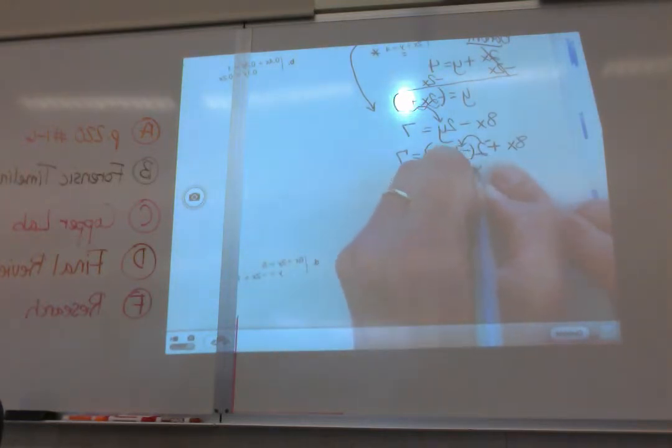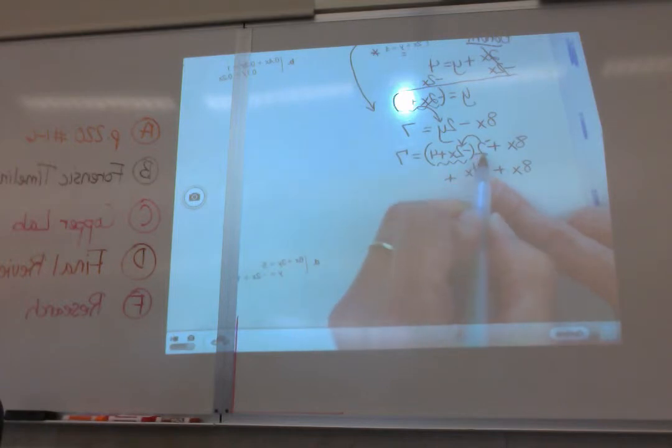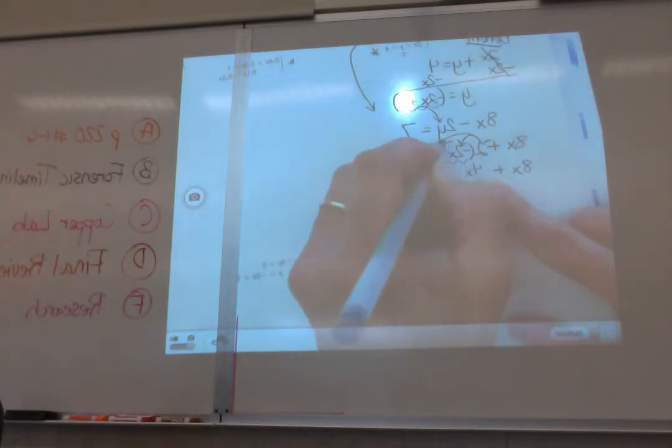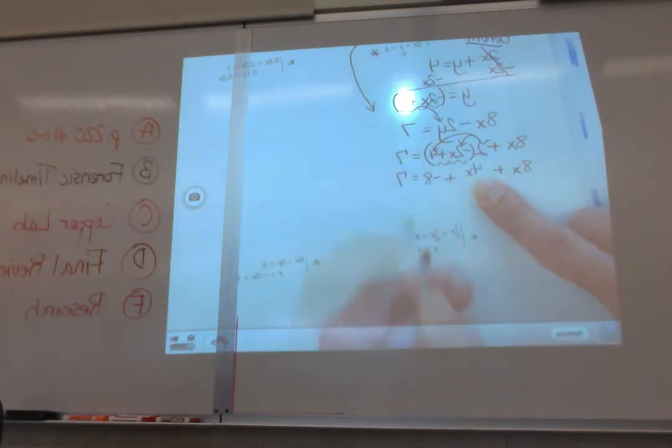Plus 4x. I gotta bring this 8x down. 4x plus. Now what do I do? That's -8. -2 times 4 is -8 equals 7.